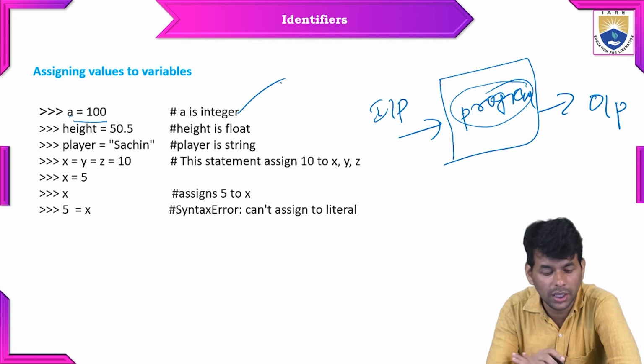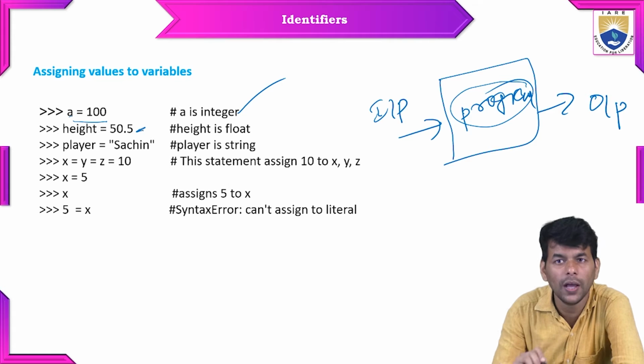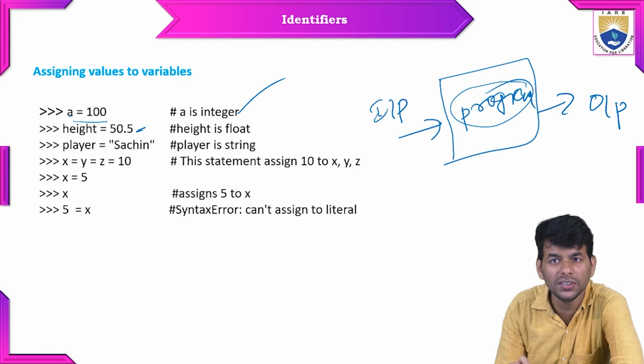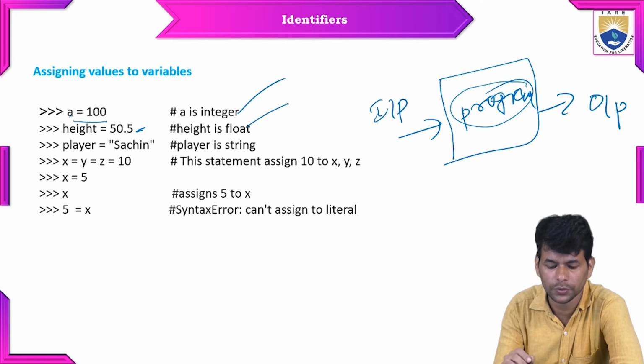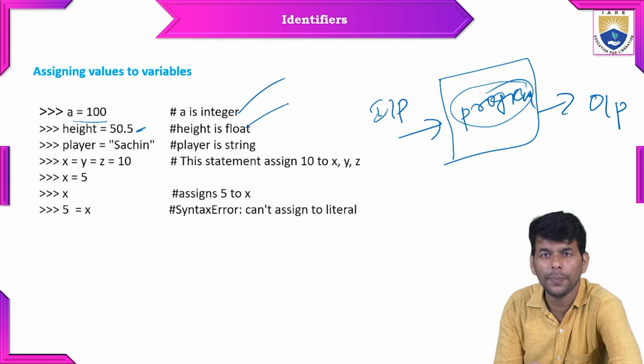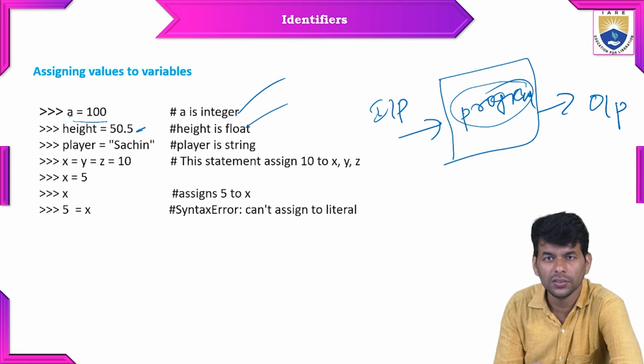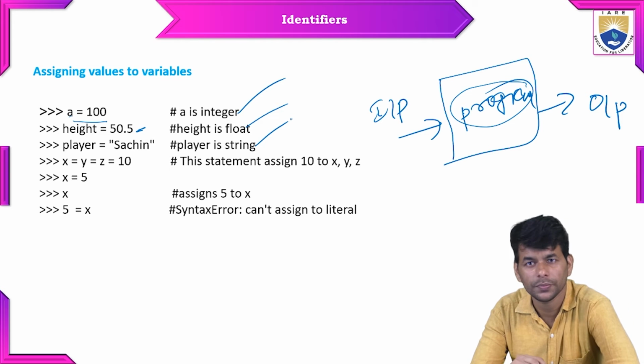The next one is height. It is storing 50.5. That means we know that height is storing floating point values. The next one is player equal to Sachin. Sachin is a name kept in double quotes, so it comes under the string. That means player is an identifier which is storing string values.